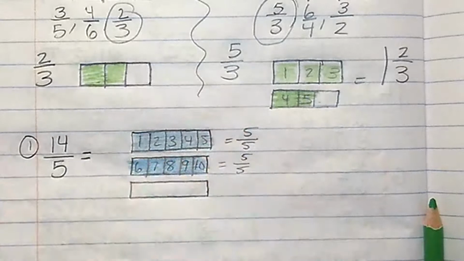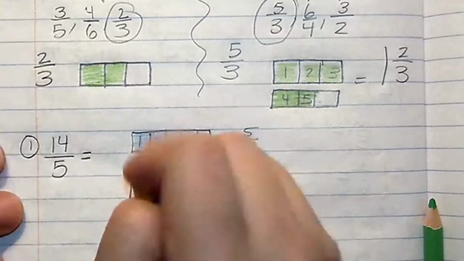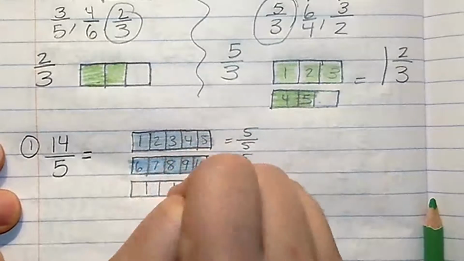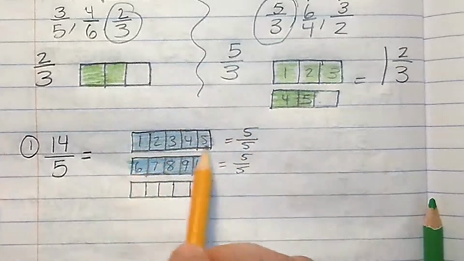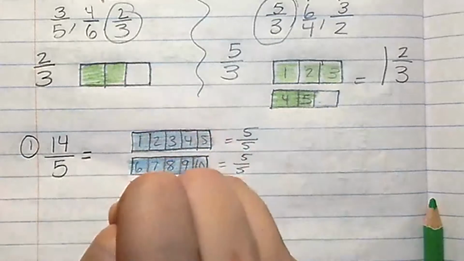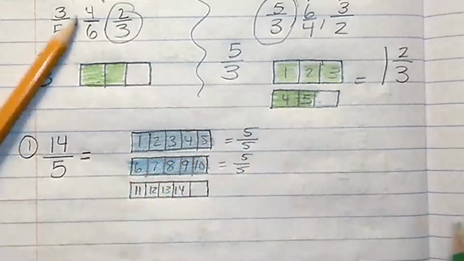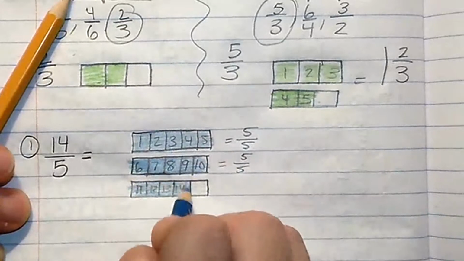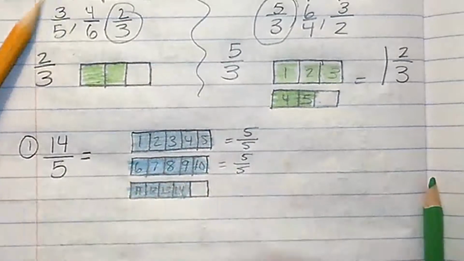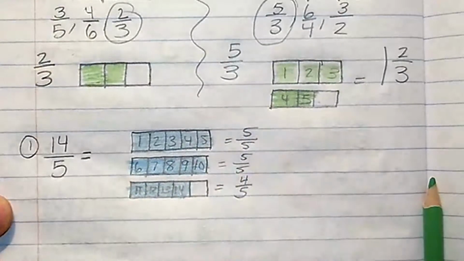What do you think I should split this chocolate bar into? Into fifths. 1, 2, 3, 4 lines down. 1, 2, 3, 4, 5, 6, 7, 8, 9, 10, 11, 12, 13, 14. Aha! I finally have enough pieces. So in this last chocolate bar, I have 4/5.